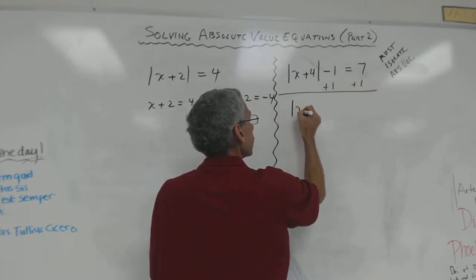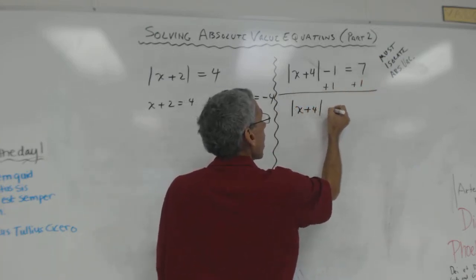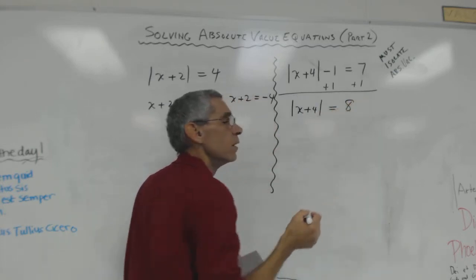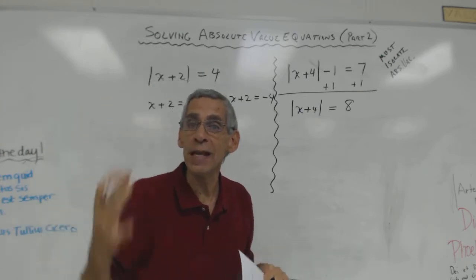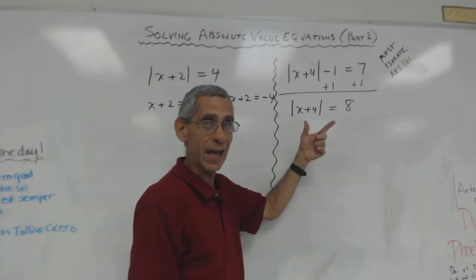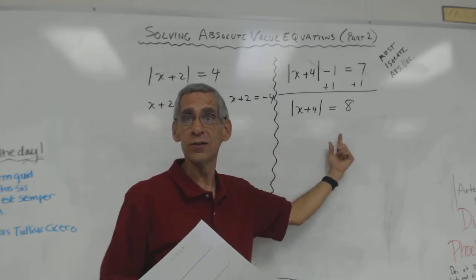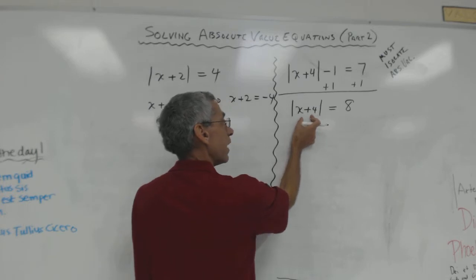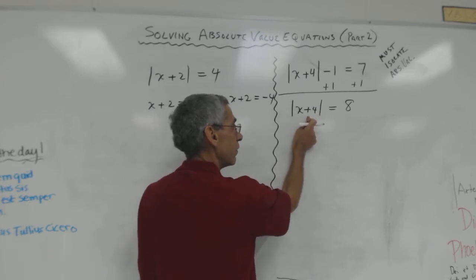Now we have the absolute value of x plus 4 equals 8. That's amazing. So suddenly this is isolated. It's just the absolute value, and that's all there is. And then there's an equal sign, and there's 8. So I know inside this absolute value sign, I could have a positive 8 value or a negative 8 value.